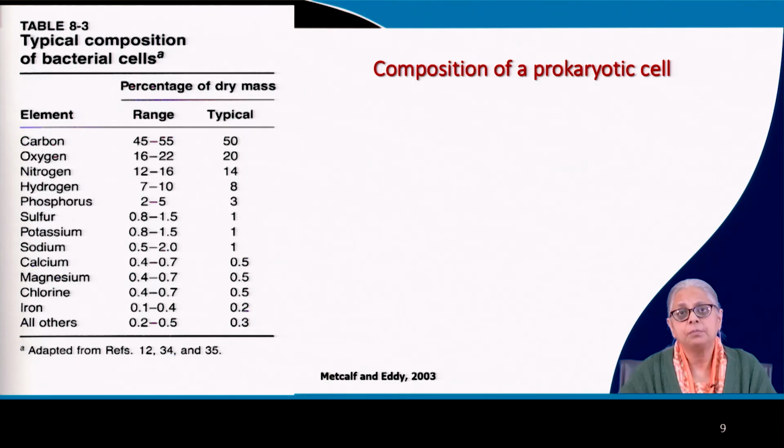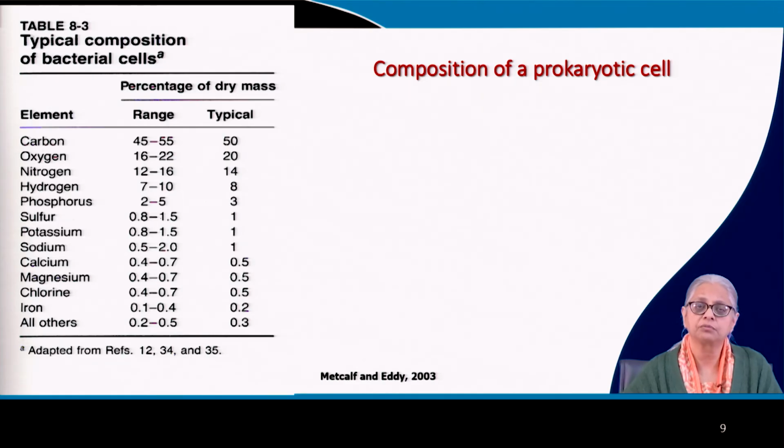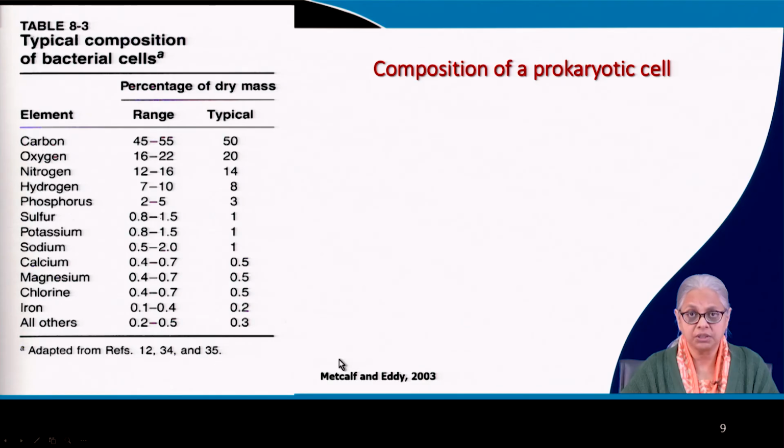What about the elemental composition? From an engineering perspective, it's often very important for us to know the elemental composition of a cell. And this is from another textbook that we use for wastewater engineering. So this is the typical composition of bacterial cells. Carbon is about 50% of the dry weight.